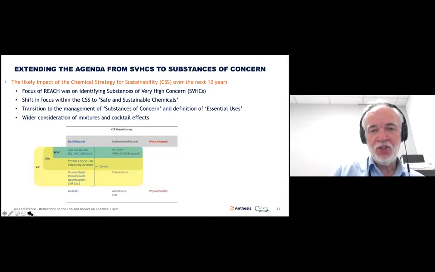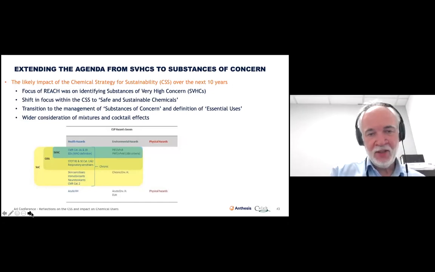And so we'll start to speak more about substances of concern, which I think aligns a lot more with things like the California list of chemicals of concern. So it will be a longer list of chemicals than previously, and probably closer aligned to some of the state activities in North America. And there will be a definition of essential uses emerging, which we'll come back to in a few minutes' time.